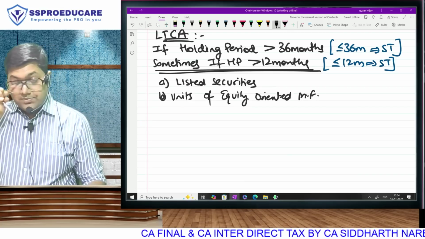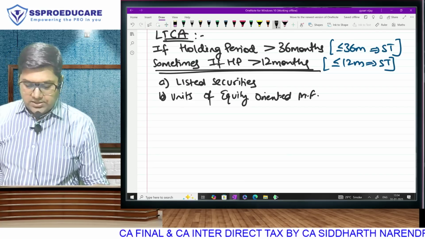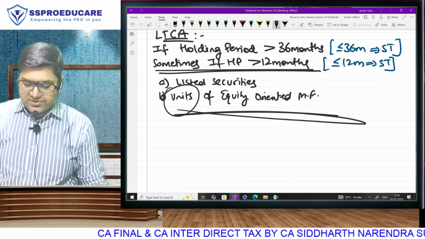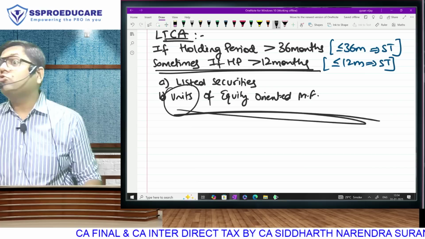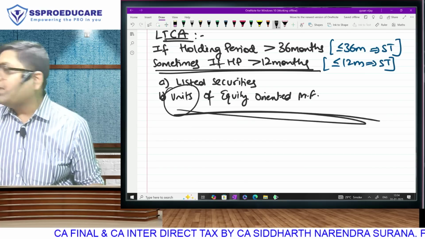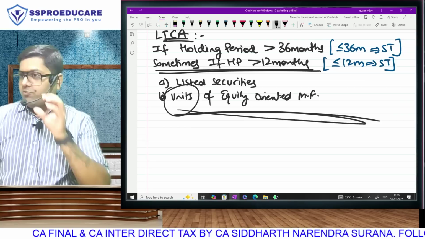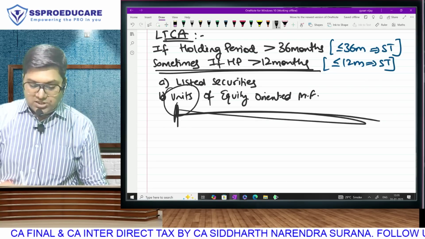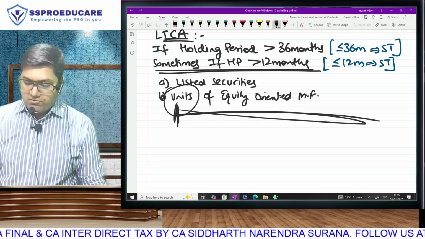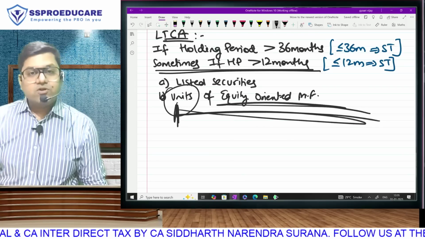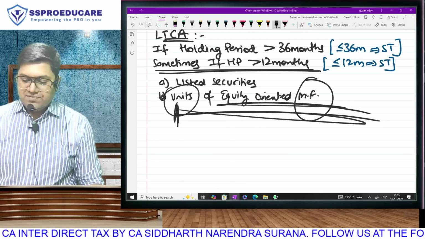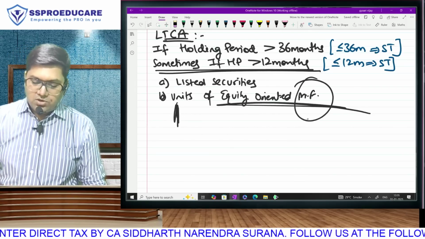All right, ladies and gentlemen. In order to understand what is this asset which is becoming long term after 12 months, we want to know the logic of applying 12 instead of 36. For that, we will need to know what is this asset, what is unit. For knowing what is unit, we will have to know what is equity oriented mutual fund. And for that, we will have to first understand the meaning of mutual fund.